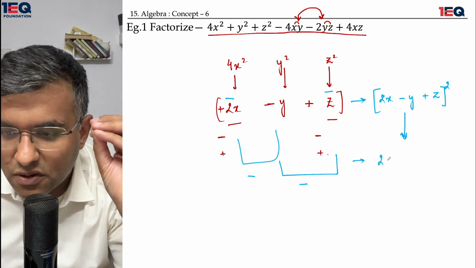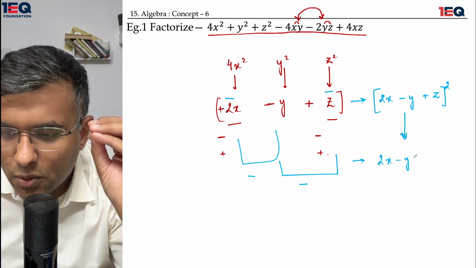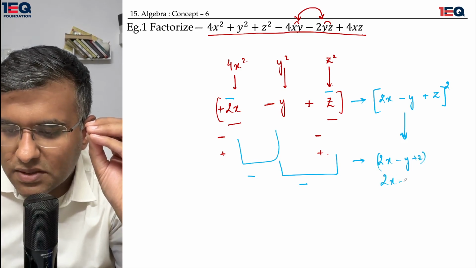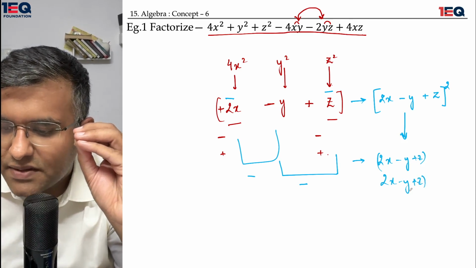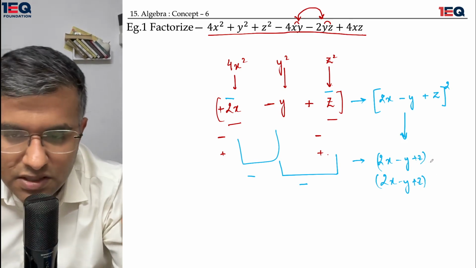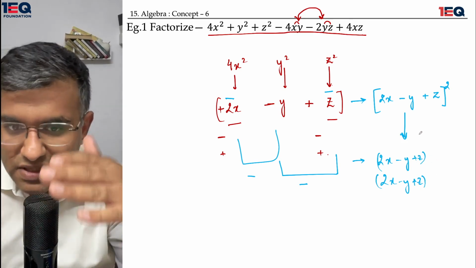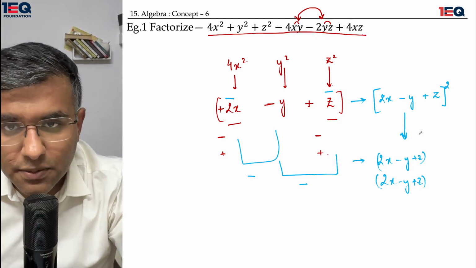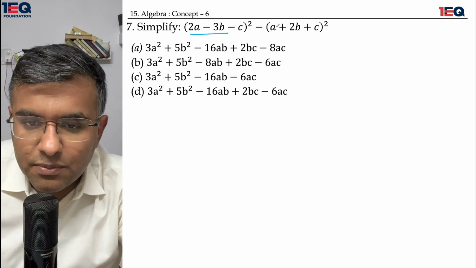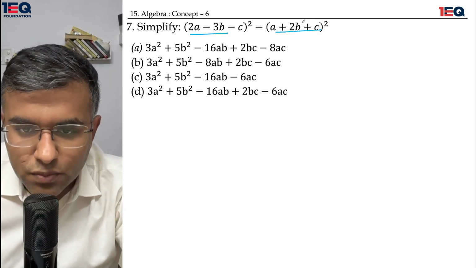So the exact factors of it are going to be (2x minus y plus z) multiplied by (2x minus y plus z). I might have said 12, I'm sorry for that. Okay, so these two, when they are multiplied with each other, are the two factors of this entire algebraic equation, right? Let's move on.